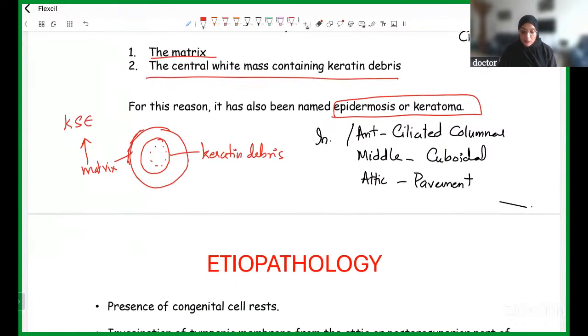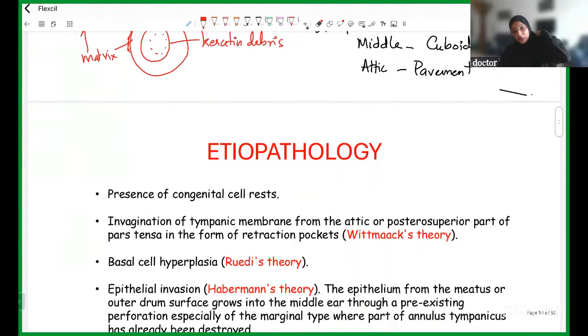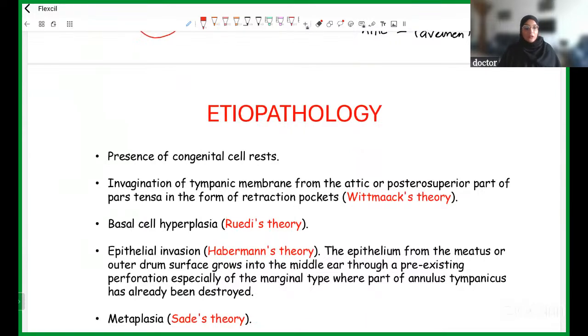So, coming to etiology of cholesteatoma. The genesis of cholesteatoma is actually a very controversial thing. Any theory must explain how squamous epithelium appears in the middle ear cleft. There is the presence of congenital cell rest. It might be invagination of the tympanic membrane. This is known as Whitmark theory.